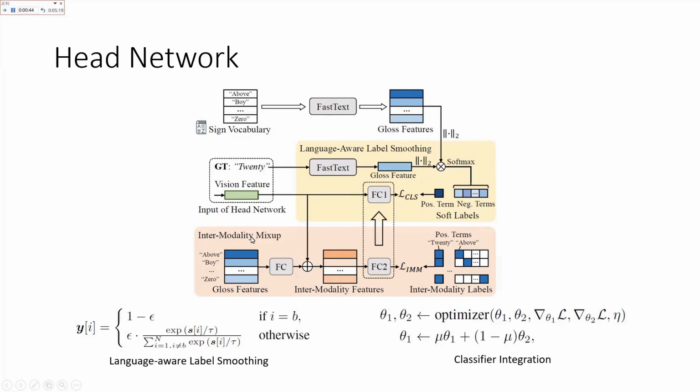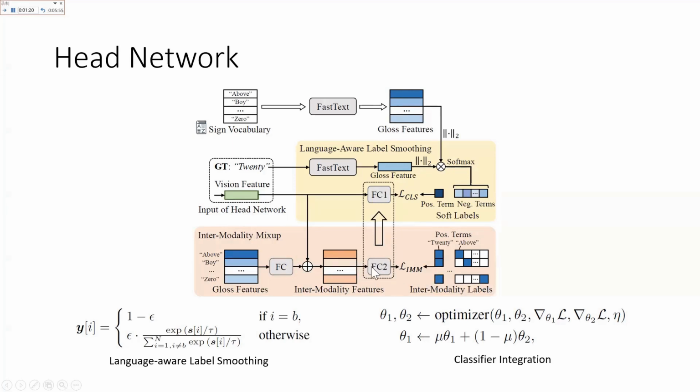And the second part is the intermodality mix-up. We blend the vision feature with the gloss features from the vocabulary to get the intermodality features. It will be fed into the auxiliary classifier FC2 and will be optimized by the intermodality labels. Note that the intermodality mix-up is simply for auxiliary training, and thus FC2 can be removed during inference.